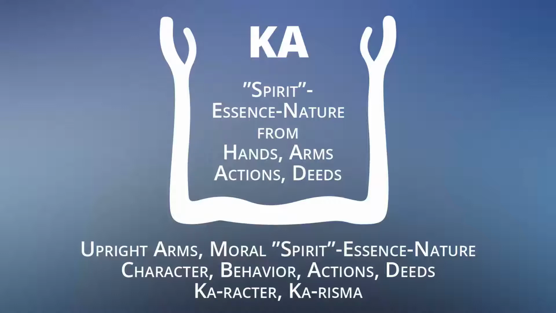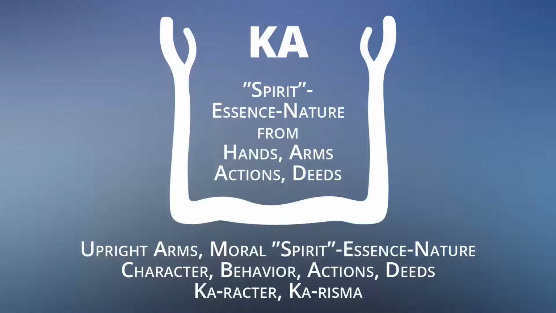and that's the spirit, the essence, the nature of the arms, hands, actions, and deeds of those gods, such as Shu, such as Hu, and such as He. They uphold, and Nun. Nun also upholds. So this is the power of their Ka as gods. So Ka is just the spirit, essence, and nature from the hands, arms, actions, and deeds. Clearly, the Ka represents our hands and our arms and our actions and our deeds. What else could hands and arms represent?